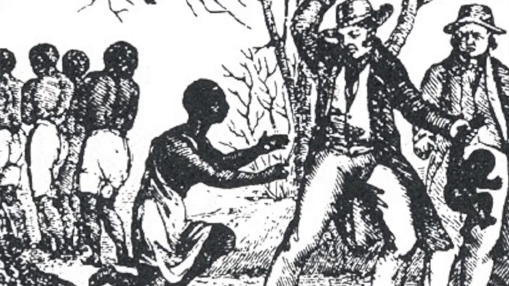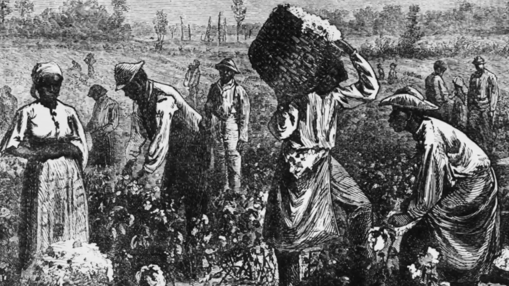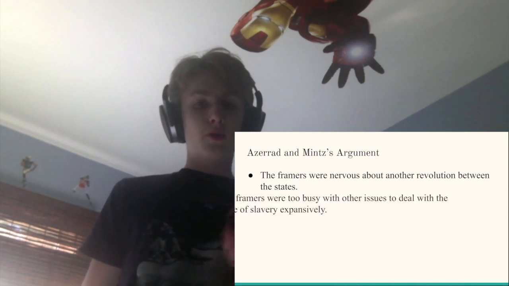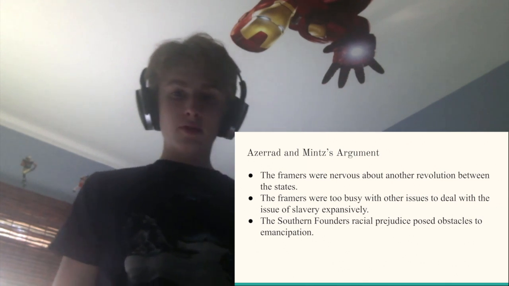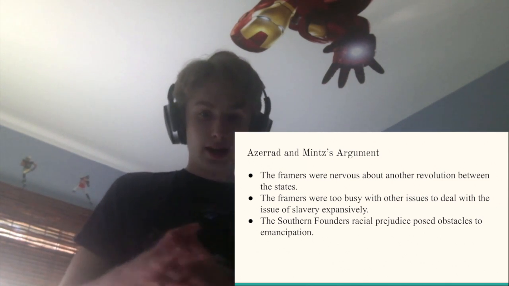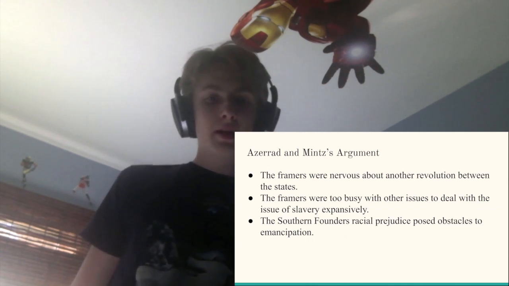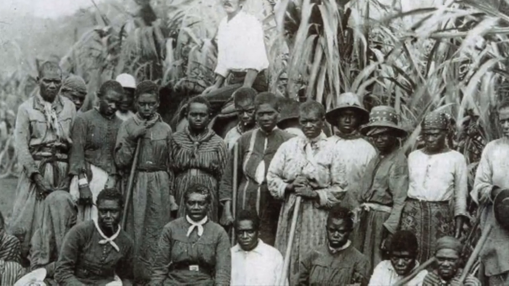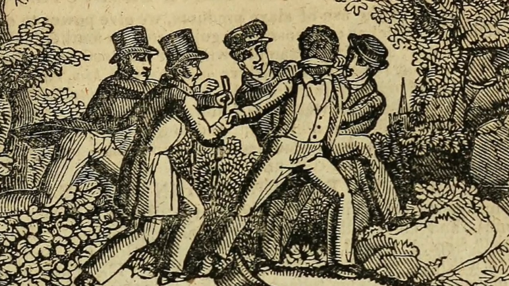Furthermore, the 2 historians I just mentioned really understood how difficult it was to make large changes regarding slavery. They were nervous about another revolution between the states because they believed it would destroy the nation both politically and economically. Also, their commitments to rights, liberty, and principles of liberal government and harmony between the states prevented them from making a big move against slavery. In other words, the framers were just too busy with other issues to deal with slavery expansively. And furthermore, the substantial investment of Southern founders in slave-based staple agriculture and their deep-seated racial prejudice posed even more barriers towards emancipation.